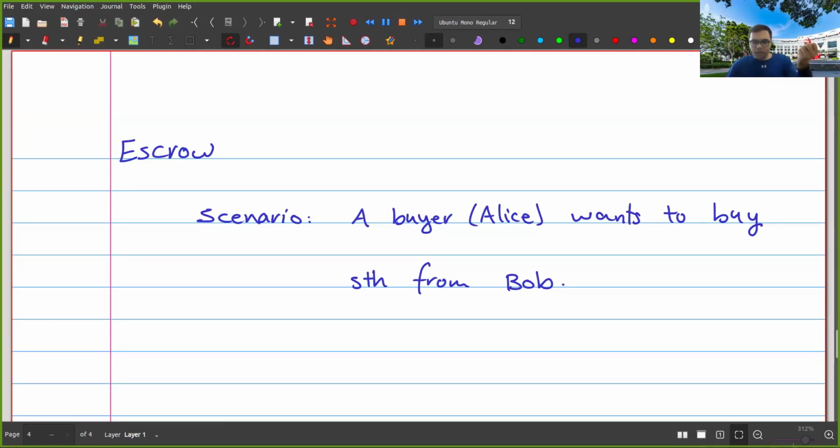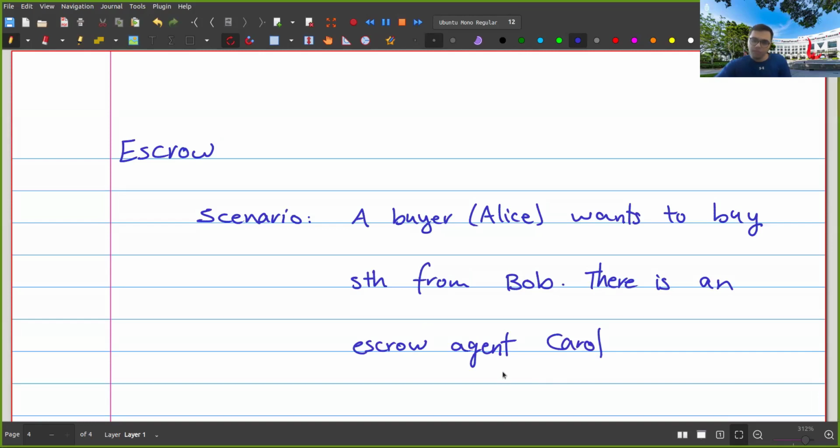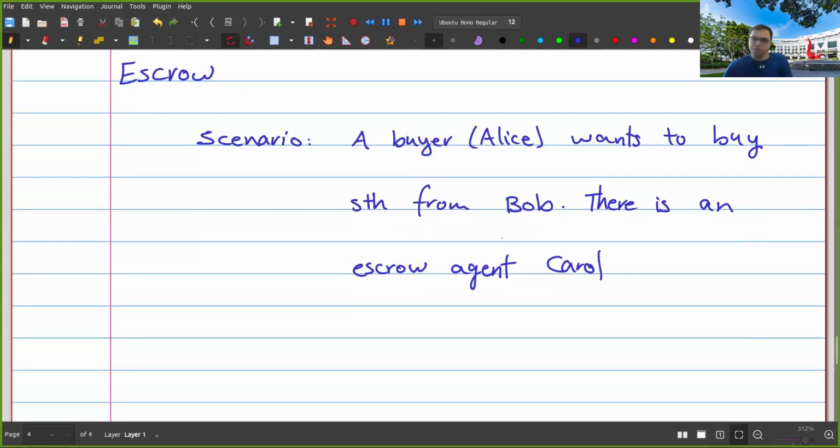So I have a buyer who wants to buy something. Alice wants to buy something from Bob. And then there is an escrow agent, let's say Carol, who checks whether the transaction was done correctly. So who checks whether Bob has fulfilled the item.